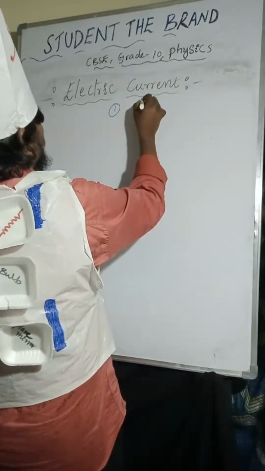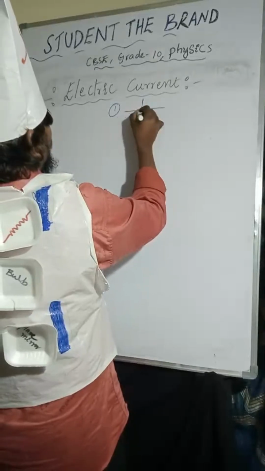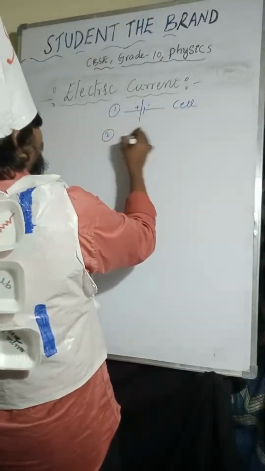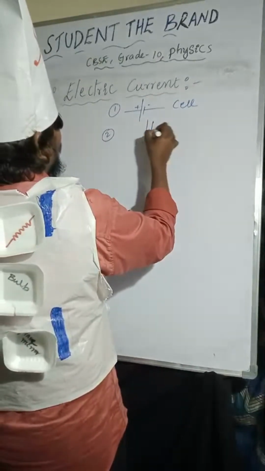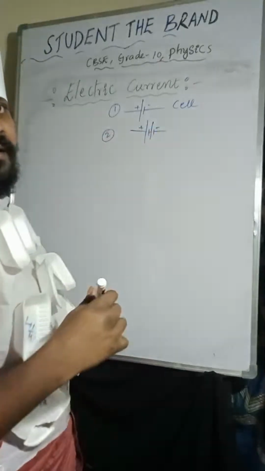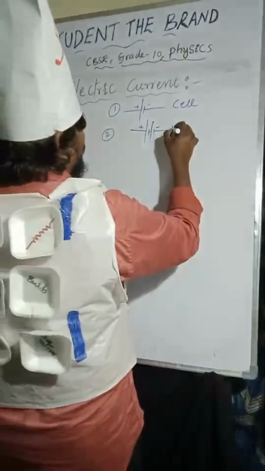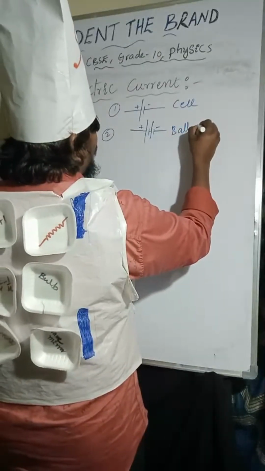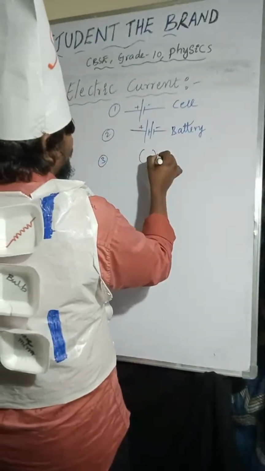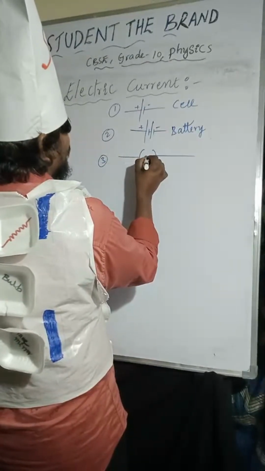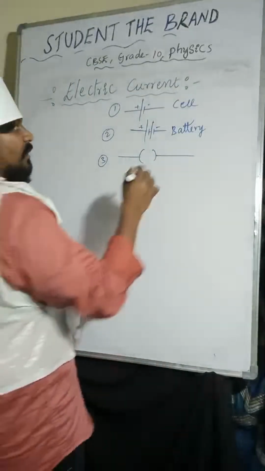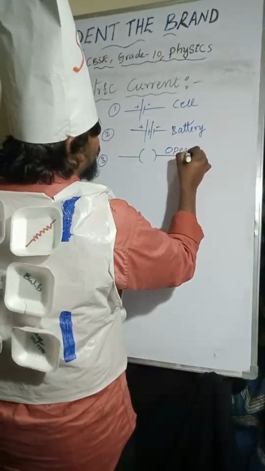The first one is a cell, with a positive terminal and a negative terminal. The second one is a battery, with a positive terminal and a negative terminal. The third one we are considering is the open switch.